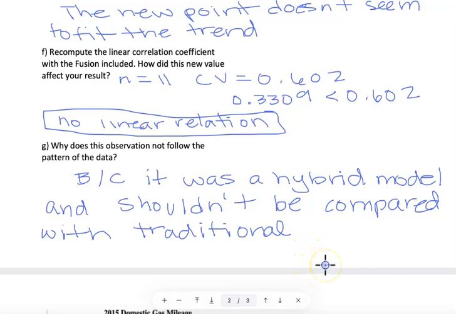Now, if you're just comparing to see what gets better gas mileage, that's different. Then obviously we can compare hybrids to traditional vehicles, and we're going to see that hybrids have much better gas mileage. But here we're trying to compare weight with gas mileage, and these are two totally different types of vehicles with very different gas mileages. So this would be one explanation as to why that would happen.